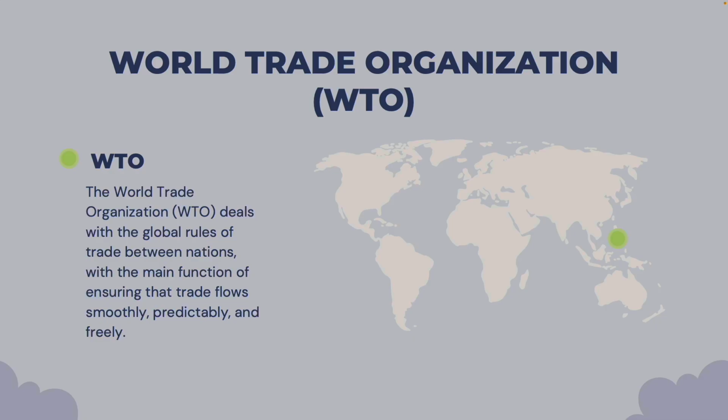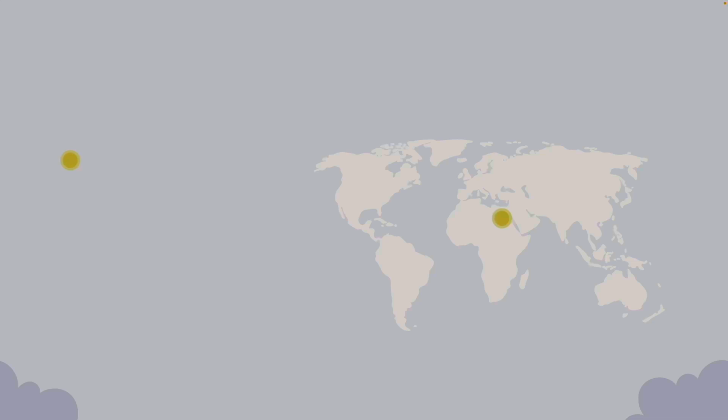Its core job, according to the text, is dealing with the global rules of trade, trying to ensure trade flows as smoothly, predictably, and freely as possible. Sounds like a necessary job, but man, incredibly complex, I imagine. Definitely. Okay, let's bring this down to some specific business activities.